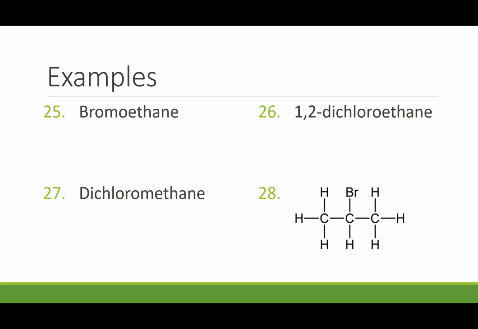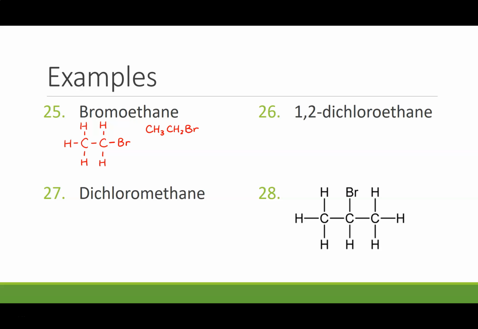Since this is an ethane, it's going to have 2 carbons bonded by a single bond. The prefix bromo tells us that there is a bromine bonded to one of the carbons, replacing one of the hydrogens. And now we need to fill in the hydrogens to complete this structural formula. The condensed structural formula would be CH3CH2Br.